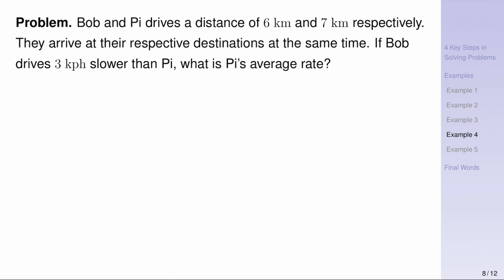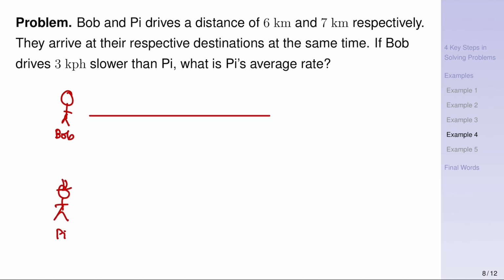So, fourth problem. Bob and Pi drive a distance of 6 kilometers and 7 kilometers respectively. They arrive at their respective destinations at the same time. If Bob drives 3 kilometers per hour slower than Pi, what is Pi's average rate? Just to illustrate what's happening here, we have Bob, and then let's say this one is Pi.